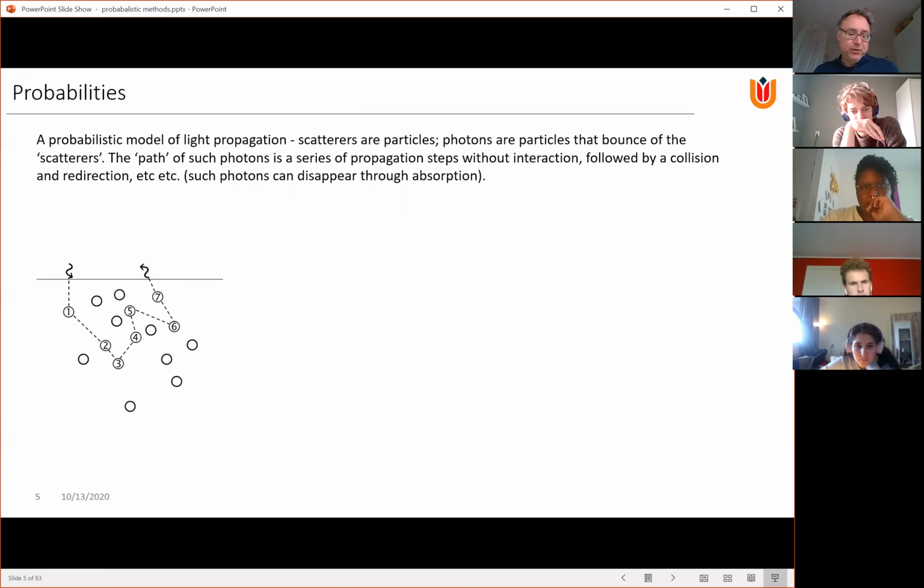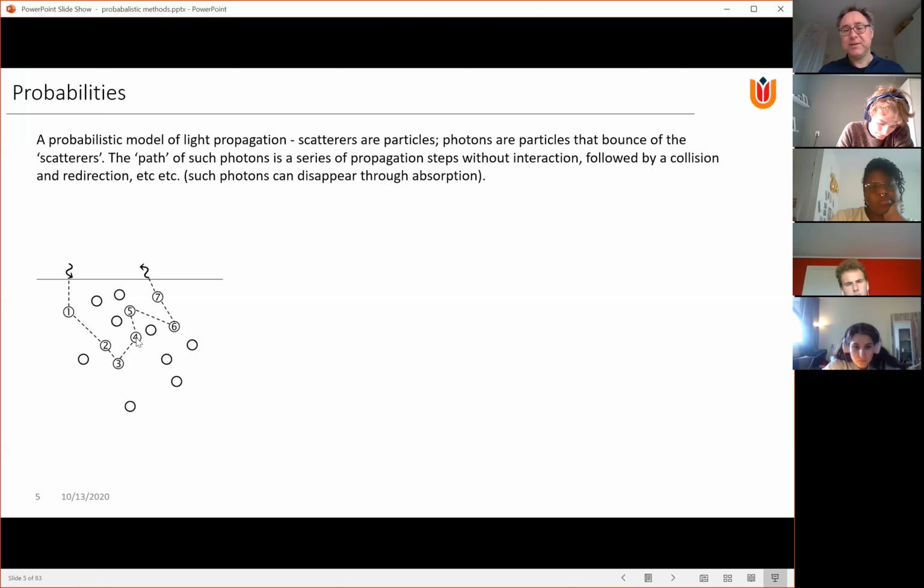Now, if you define a medium in such a way, with particles somewhere in the medium, and photons that bounce off these particles, then you can define photon paths, some kind of trajectory, like in the cartoon over here, through the medium. It enters here, then propagates to scatterer number 1. There it is scattered, propagates to number 2, where it is scattered again, to 3, to 4, etc.